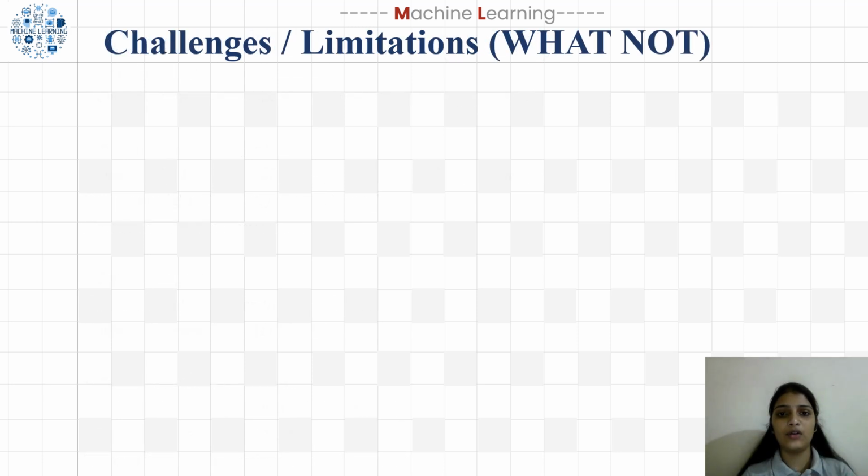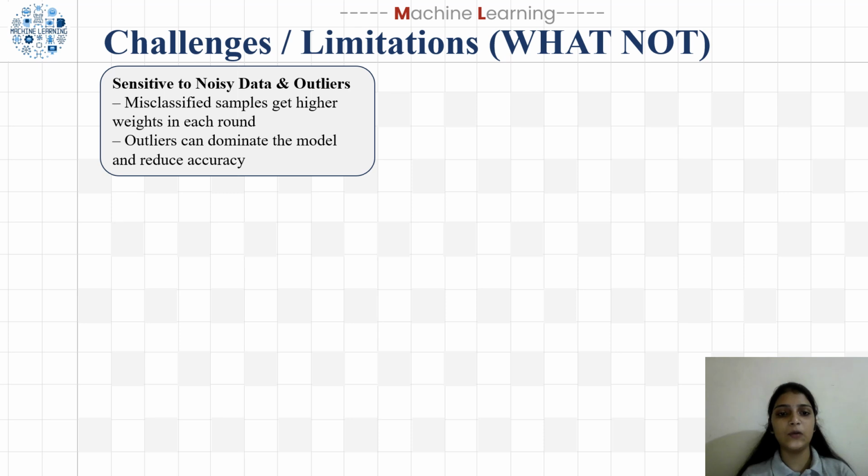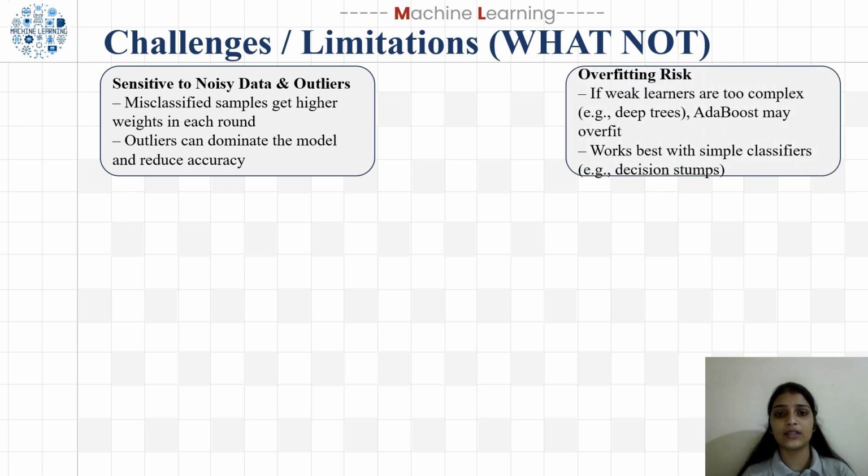Of course, no algorithm is perfect. AdaBoost has some challenges. Let's see the challenges and limitations of AdaBoost. First, it is sensitive to noisy data and outliers, because misclassified points keep getting higher weights. Second is overfitting risk, especially if you use very complex learners instead of simple ones. Therefore, sometimes the AdaBoost algorithm overfits.